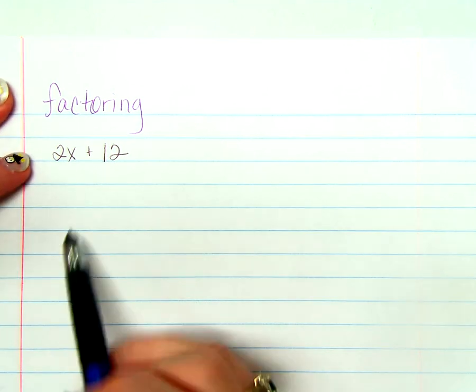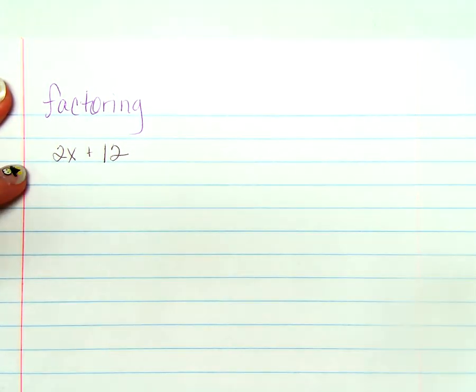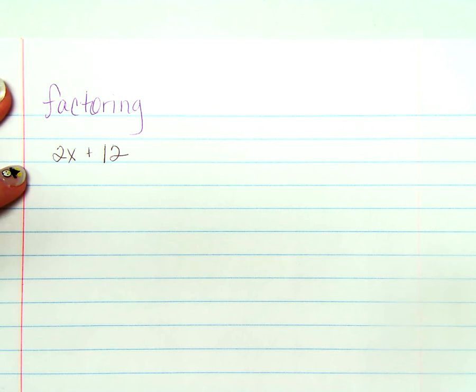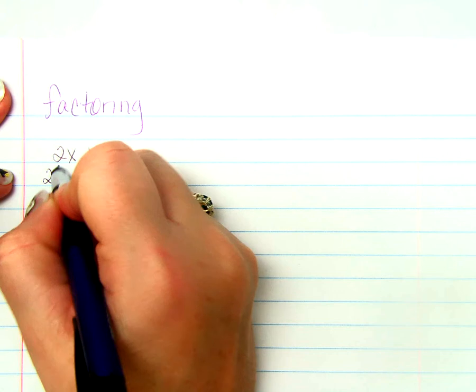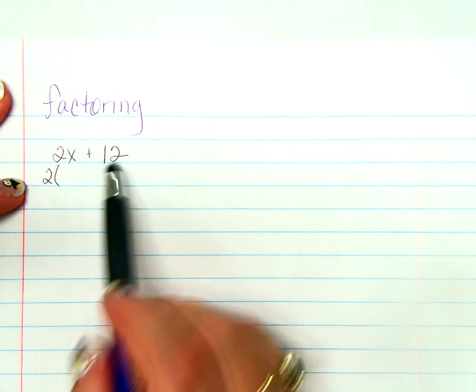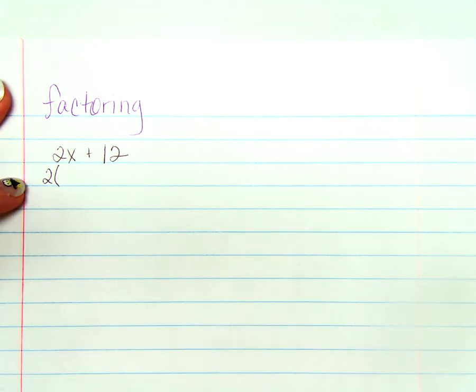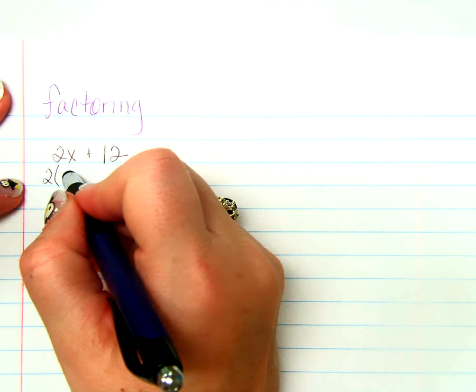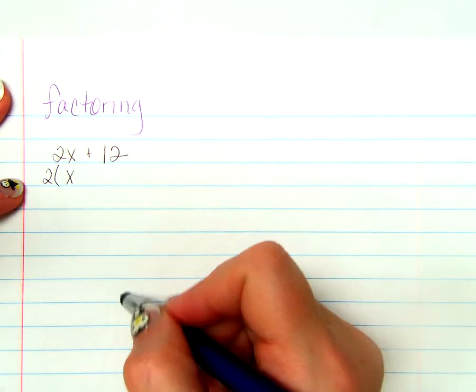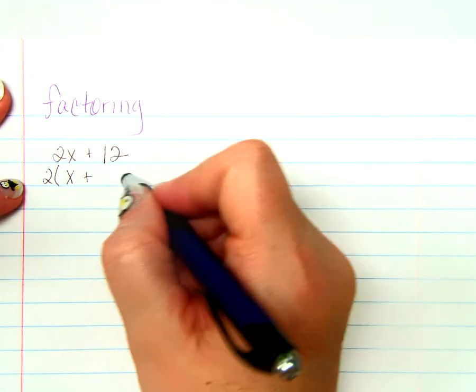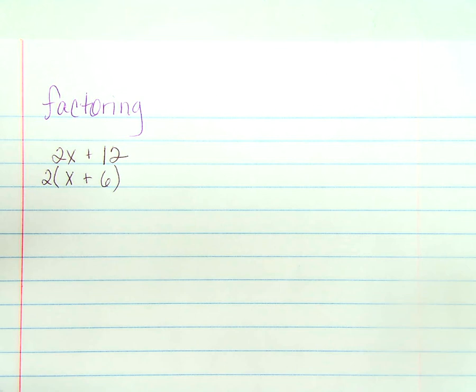So look at these 2 terms right here and tell me what the greatest common factor is. What are they both divisible by? 2. So if I factor or divide a 2 out of each term, what do I have left? x plus 6. And then I'm done. I can't do anything else, can I?